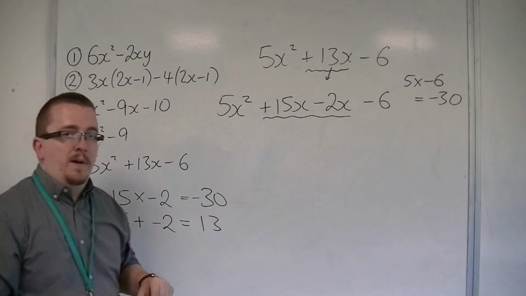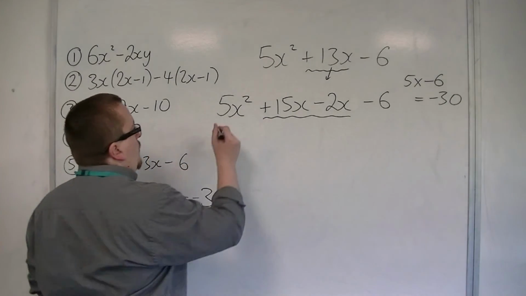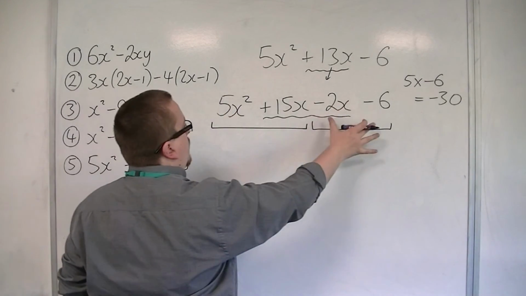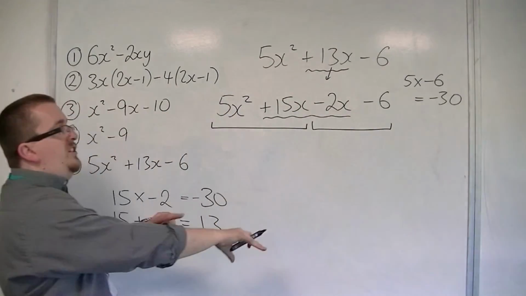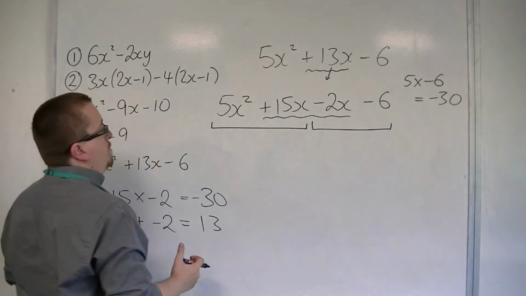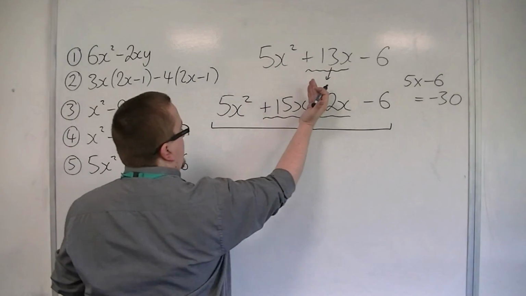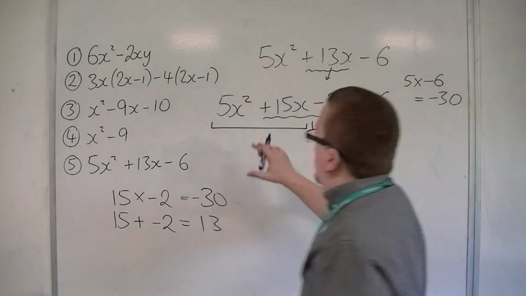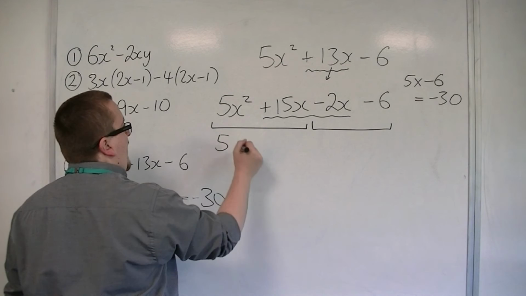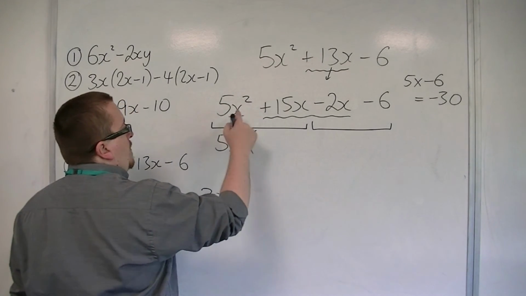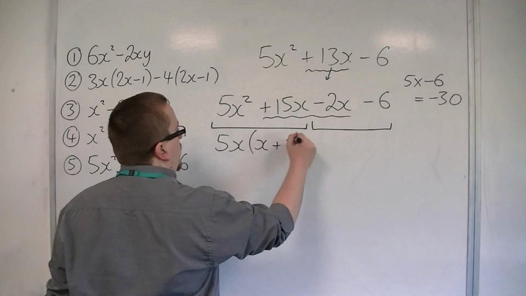So that's the hard part. Now, consider the four terms in two sections. So look at the first two first. And what you want to do is just factorise those first two terms. So they both have a 5 in common, and they both have an x in common. What's in the bracket would be x plus 3.